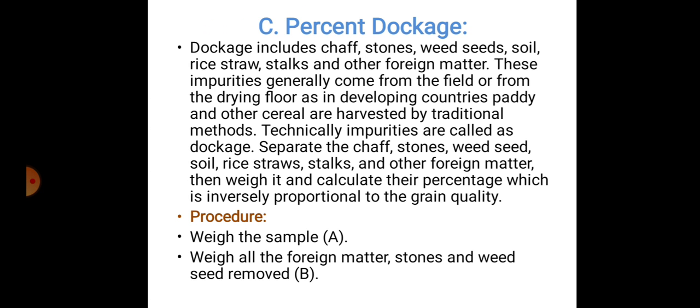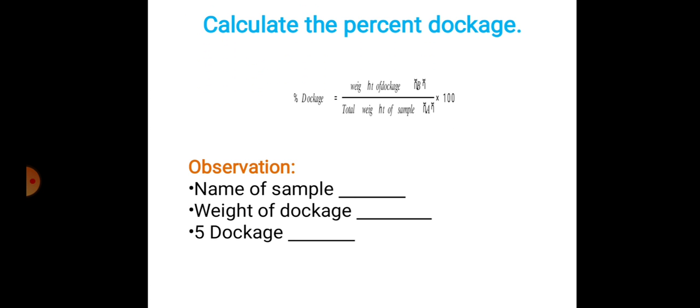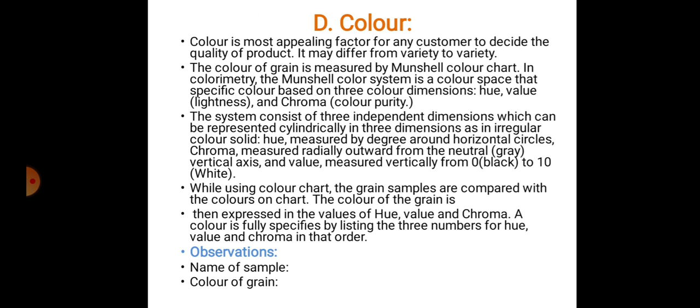Then weigh it and calculate their percent, which is inversely proportional to the grain quality. Procedure: weight of the sample, weight of the foreign matter, stones, and weed seed removed. Calculate the percentage dockage, which will be the weight of dockage by the total weight of the sample into 100. Observation: name of the sample, weight of dockage, percent dockage.